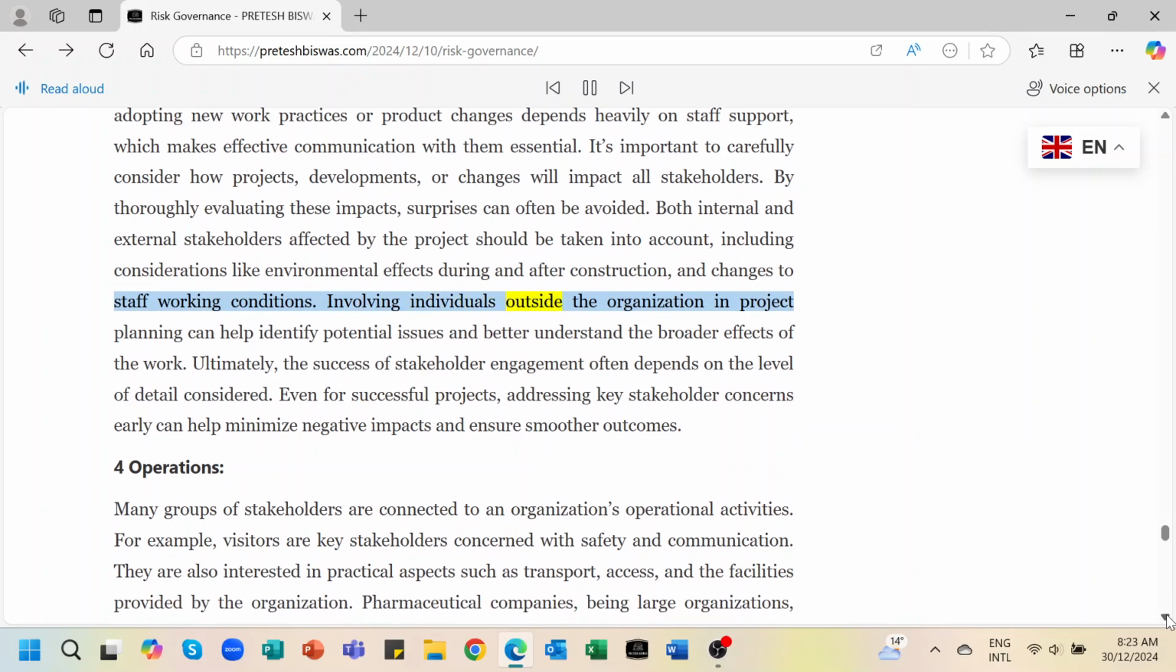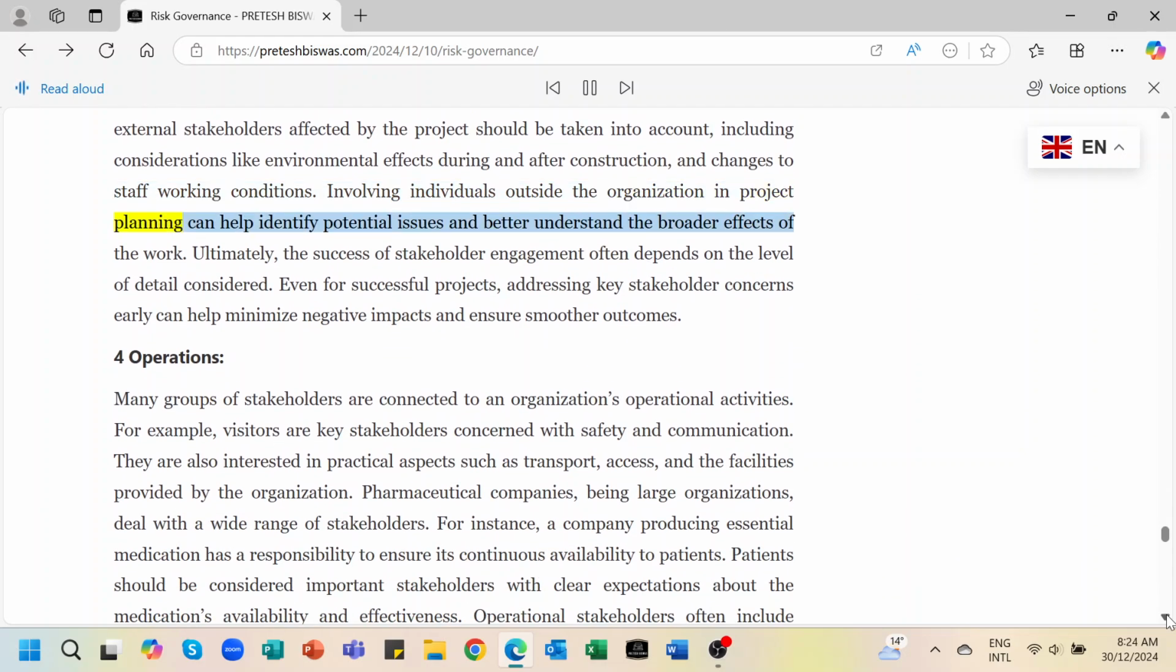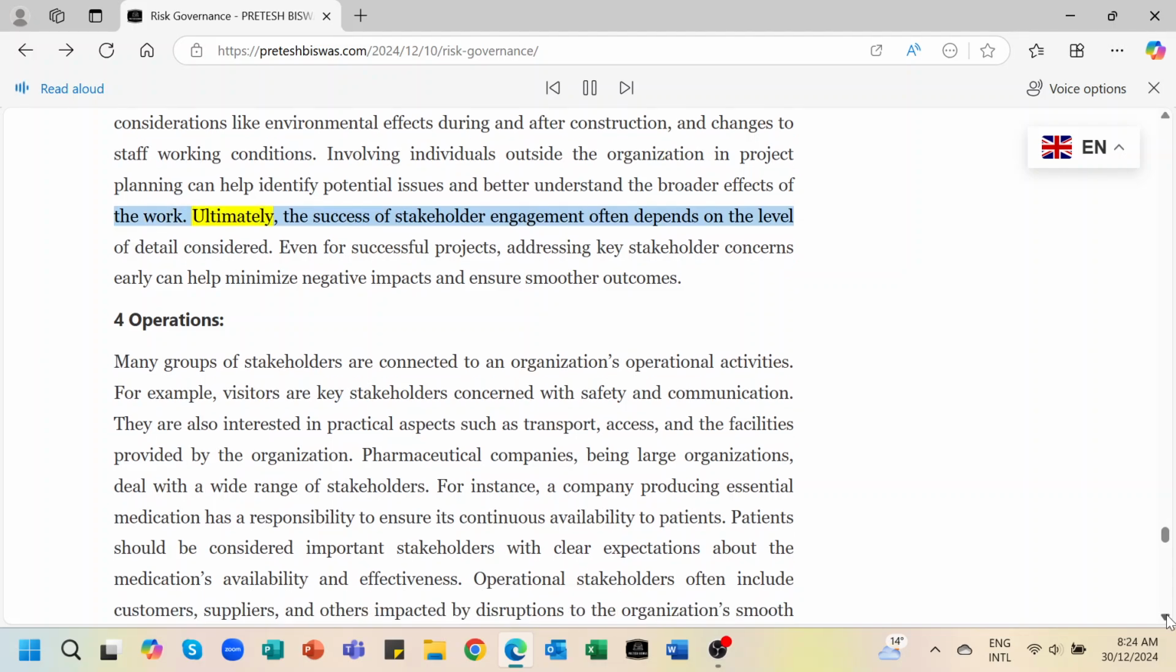Involving individuals outside the organization in project planning can help identify potential issues and better understand the broader effects of the work. Ultimately, the success of stakeholder engagement often depends on the level of detail considered. Even for successful projects, addressing key stakeholder concerns early can help minimize negative impacts and ensure smoother outcomes.